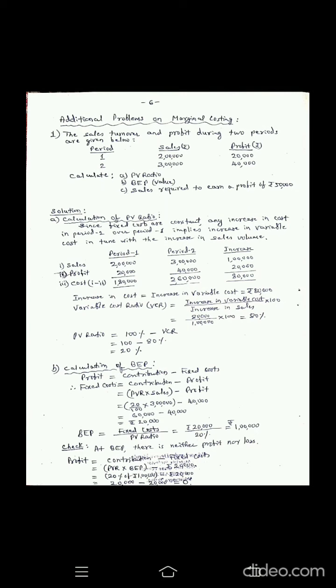Now in the first problem, you are required to calculate PV ratio, BEP, and sales required to earn a profit of rupees 50,000. The information given is about two periods, period 1 and period 2. Sales and profits are given for two periods. Now, how to calculate PV ratio?